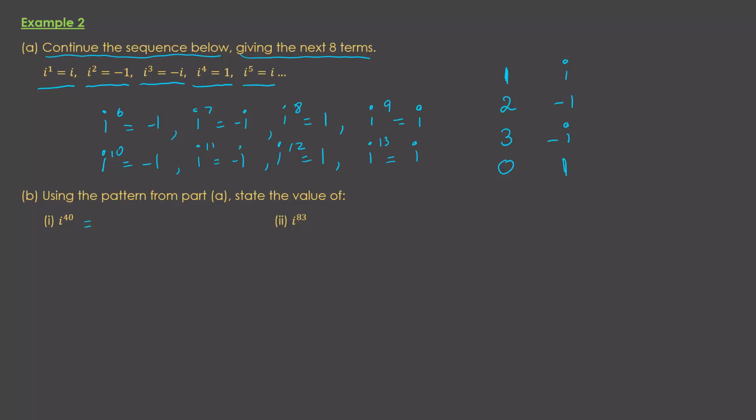So for i to the 40, we know straight away that's going to be 1. When we think about i to the 83, if we divide that by 4, then we get 20 with a remainder of 3. Or another way of thinking of it is that 83 is 3 more than a multiple of 4. And therefore, this one must be -i.